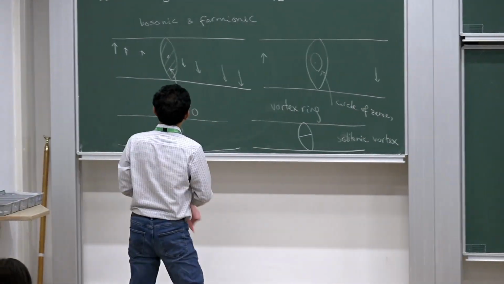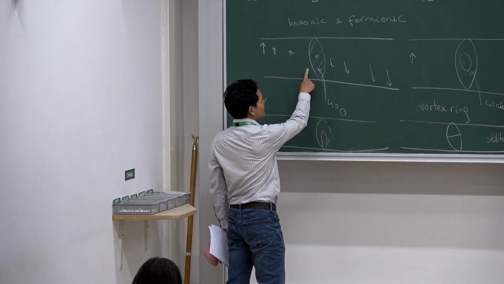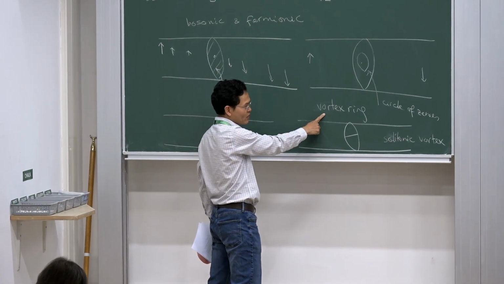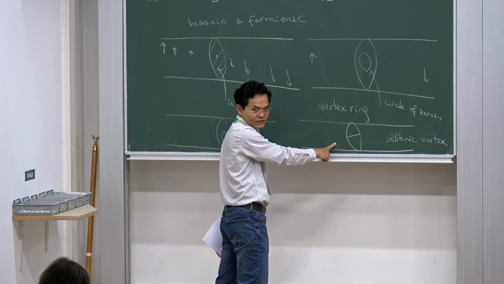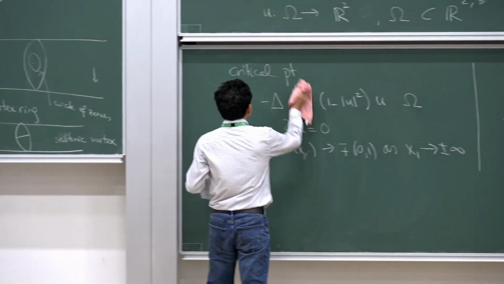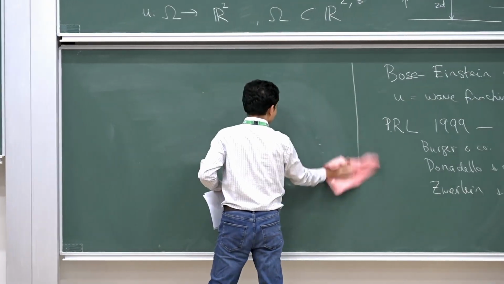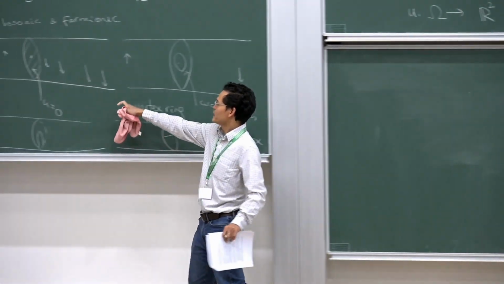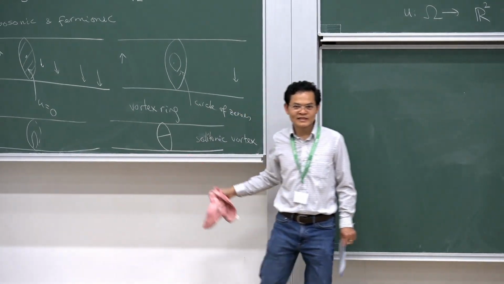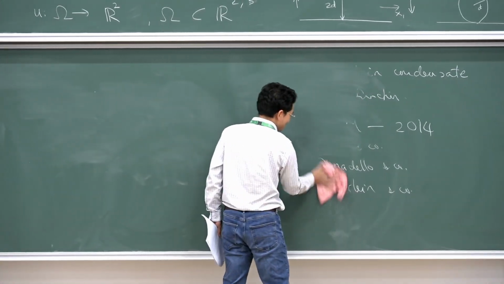What I want you to keep in mind is that you start with the soliton, then you evolve for some time and you're going to see the vortex ring. You evolve for some more time, you're going to see this solitonic vortex, and it's going to stay there. So from the sound of it, this would be unstable, this is metastable, and this would be the stable one. But all of that is wrong, as we'll see in a minute.